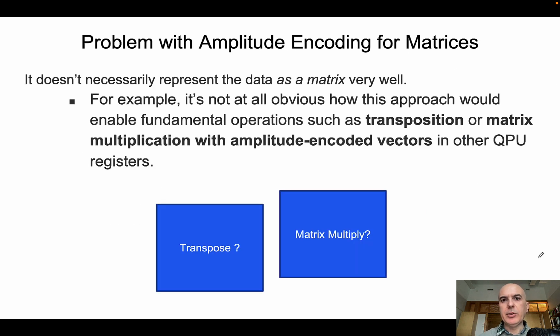Well, the issue is really that it's going to be difficult to express operations using this matrix. Right? So this formulation does not necessarily represent the data as a matrix very well. So for instance, we're going to have trouble whenever we want to do a transpose of this matrix, or we want to do a matrix multiply using the values of the matrix encoded in amplitude encoding.